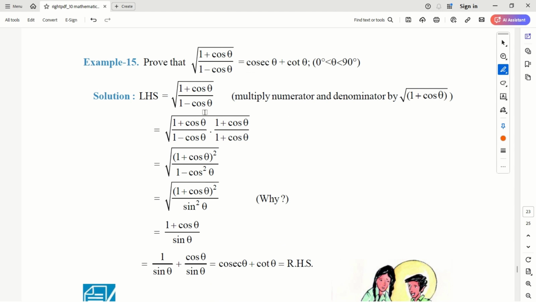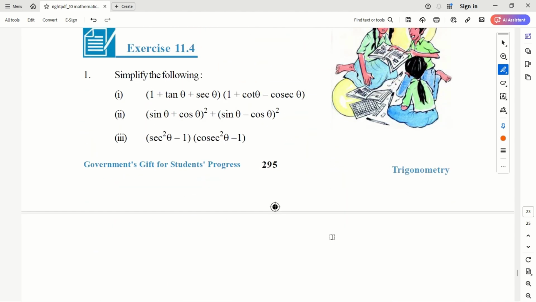Prove that the square root of 1 plus cos theta divided by 1 minus cos theta equals cosec theta plus cot theta. So first multiply with 1 plus cos theta in numerator and denominator, and you will get this value. The denominator is nothing but sine square theta. So it is equal to 1 plus cos theta by sine theta, which is nothing but cosec theta plus cot theta. That's the RHS, which we are looking for. Let's do the exercise 11.4.